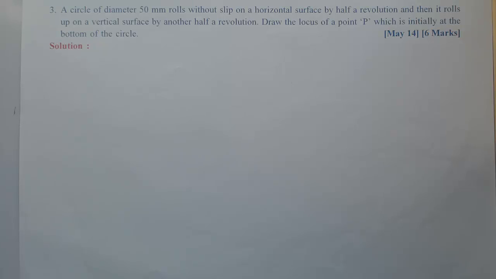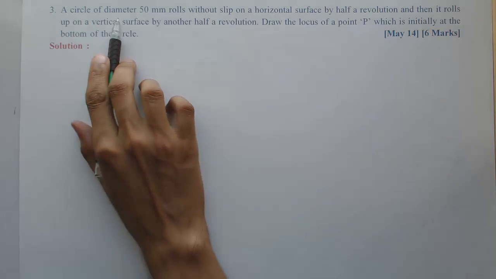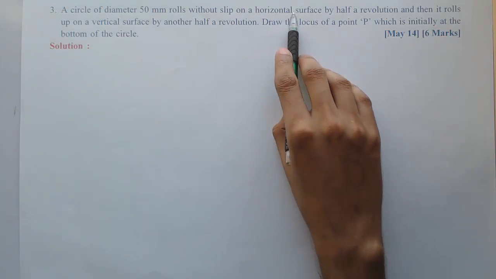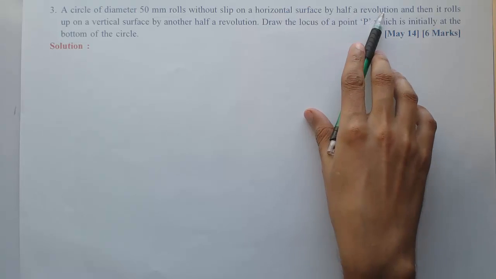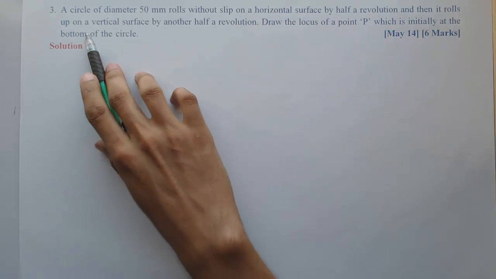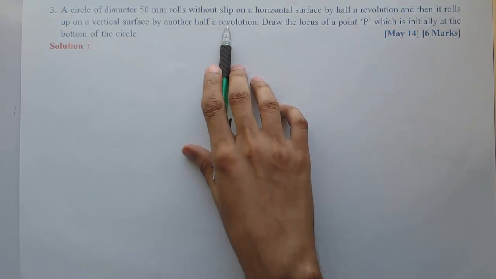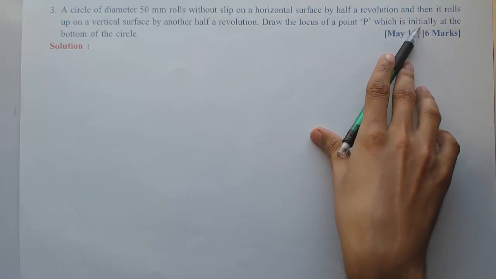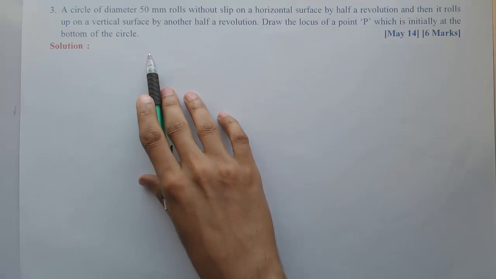Starting with the third problem of cycloid. A circle of diameter 50 mm rolls without slip on a horizontal surface by half a revolution, and then it rolls up on a vertical surface by another half a revolution. Draw the locus of point P, which is initially at the bottom of the circle.